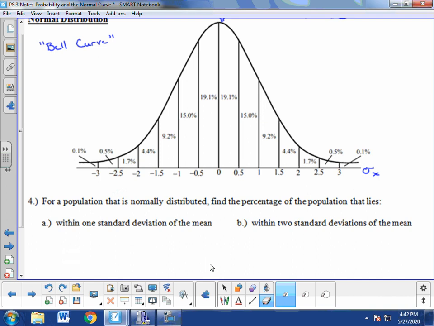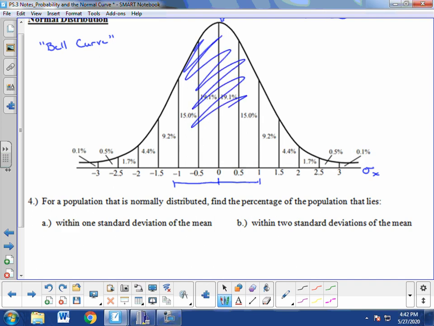So again, one standard deviation of the mean would be starting here at 0 and going to the right 1, but also going to the left 1. So basically what we'd be looking for is all the percentage that lies in this shaded region right here. So one standard deviation from the mean would mean we're going up one standard deviation. We're also going down one standard deviation.